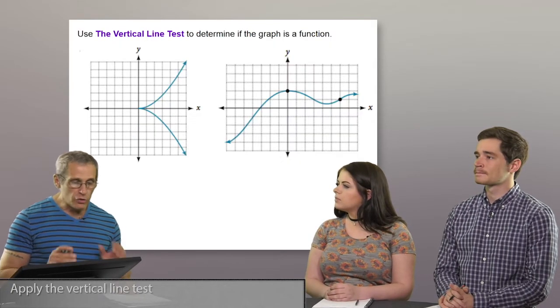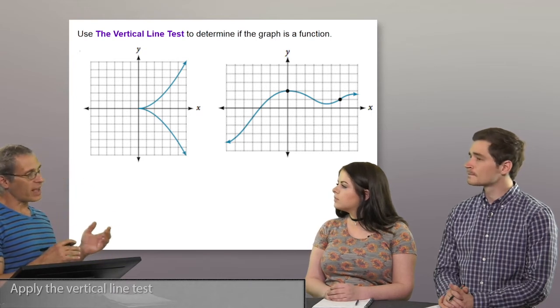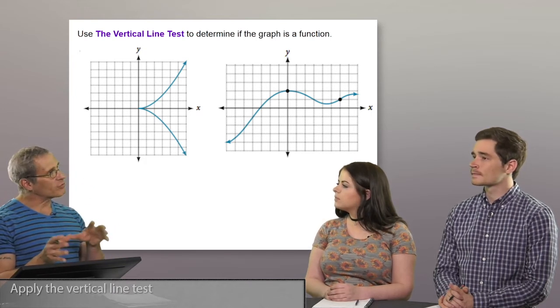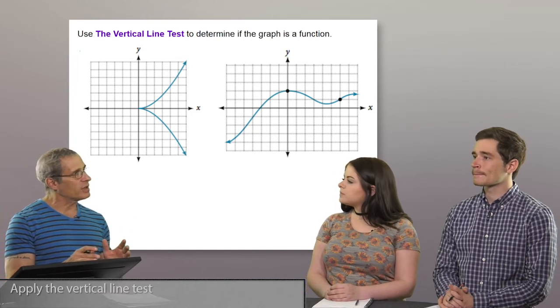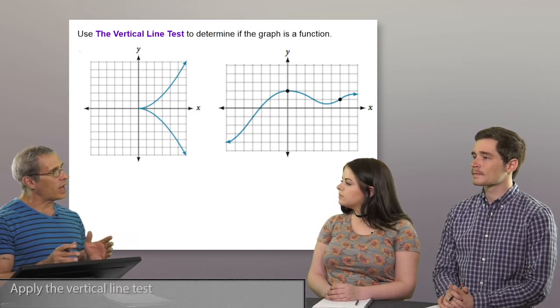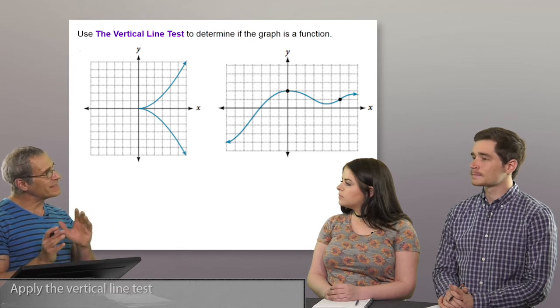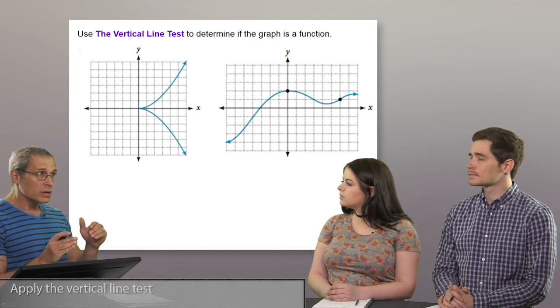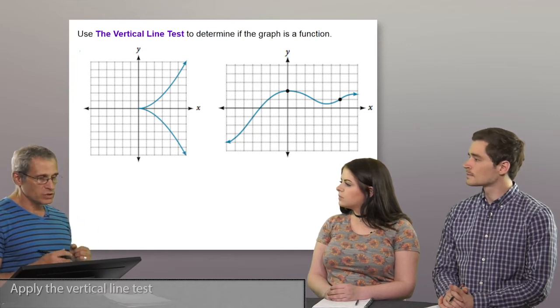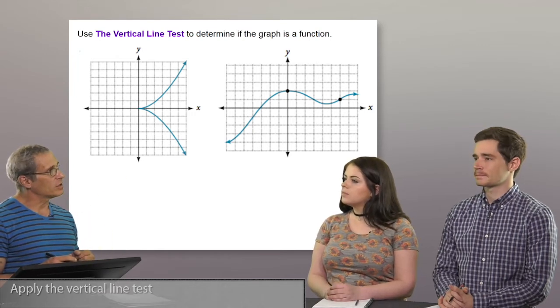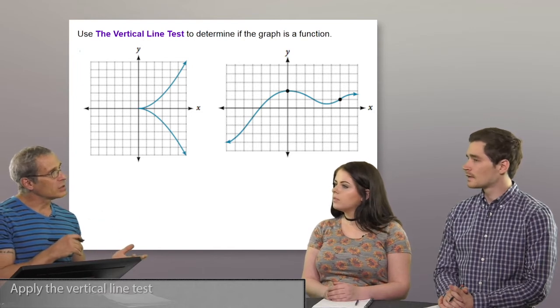So, your turn. Use a vertical line test to determine if the graph of the relation you see is really a function. Look at the graph on the left. Ask yourself, will any vertical line hit the graph in exactly one spot, or will there be a vertical line that would hit it in 2 or more spots? So, graph on the left. Is this a function?